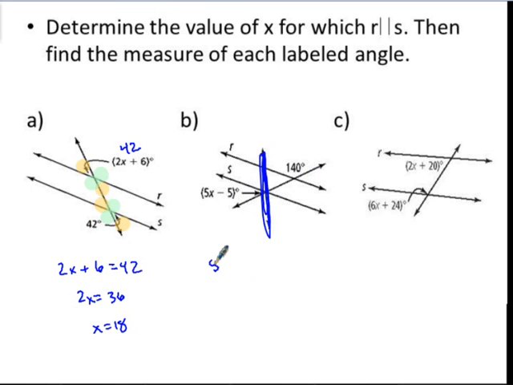We could say that we need 5x minus 5 plus 140 to equal 180. So I have 5x minus 5, or sorry, plus 135 equals 180. And then I have 5x equals 45. And then x equals 9. And again, this angle here would have to be 40.